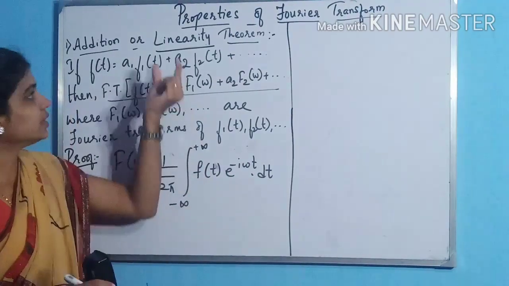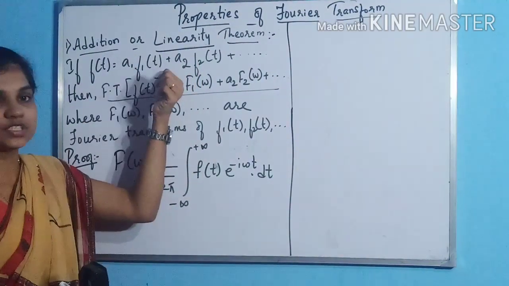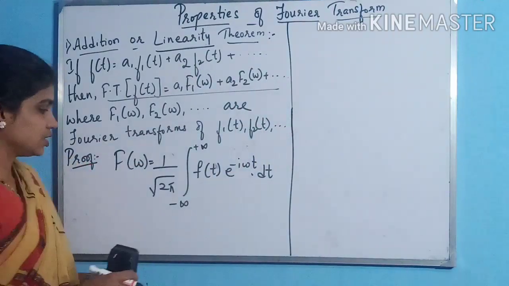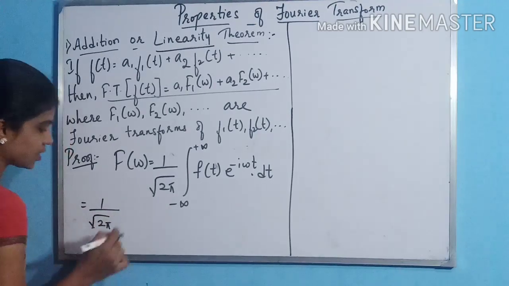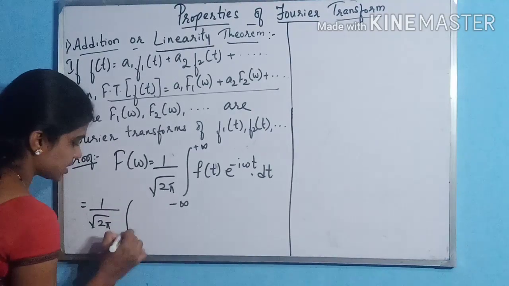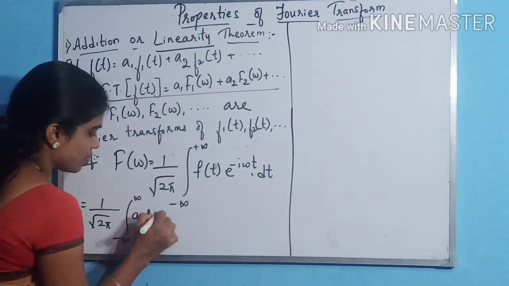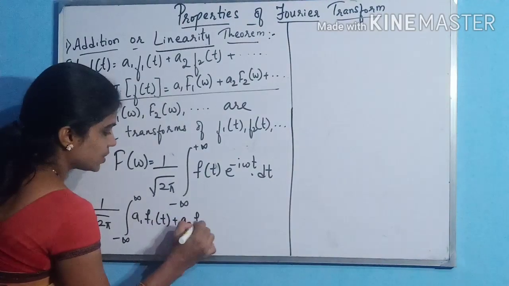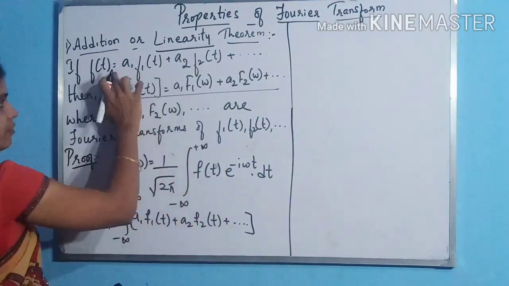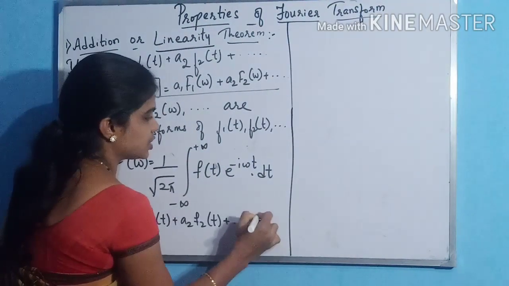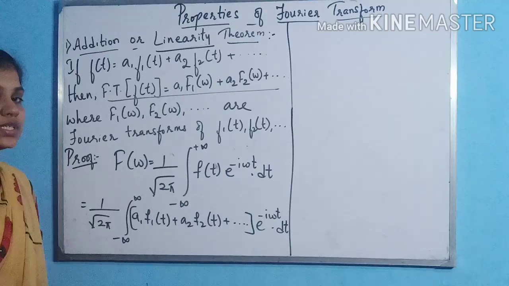But according to our theorem, what is f of t equal to? f of t is a1 f1 of t plus a2 f2 of t and so on. So let's substitute that. So we have 1 by root 2 pi, integral from minus infinity to plus infinity of a1 f1 of t plus a2 f2 of t plus so on. This is our f of t, and what is left here? e raised to minus i omega t dt. Right?